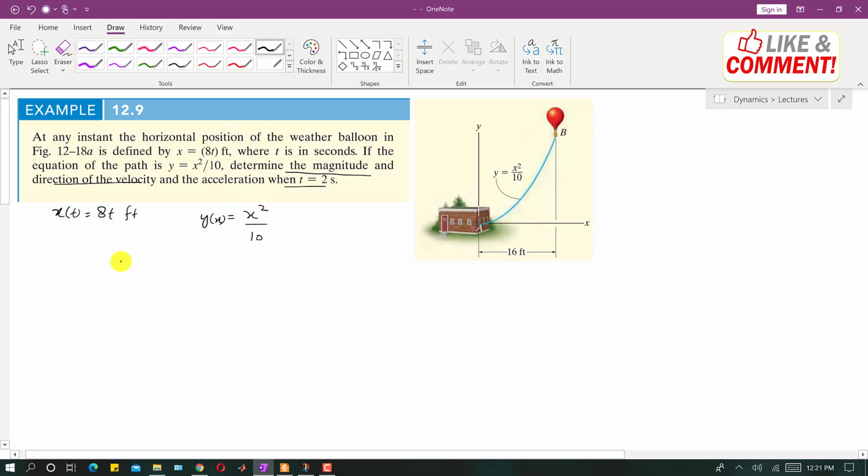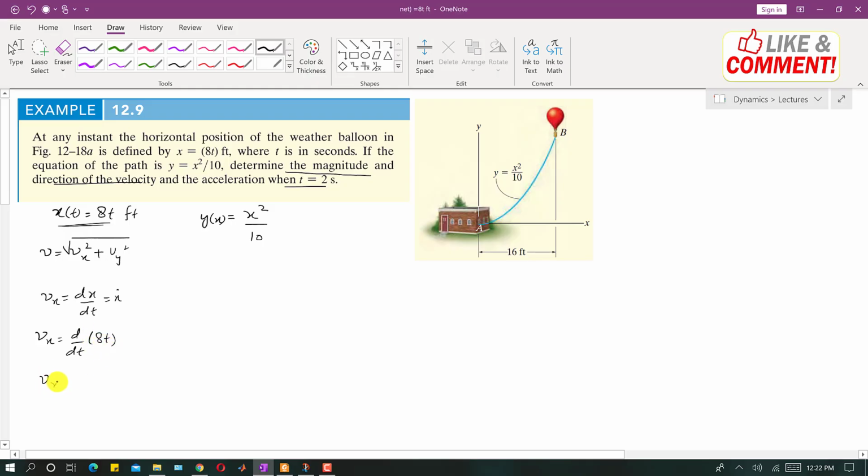So we have to find the magnitude and the direction of the velocity as well as the acceleration. As we know, the magnitude of the velocity of the balloon will be equal to the square root of Vx squared plus Vy squared. So first we have to find Vx. Vx will be equal to dx by dt, which is x dot. So Vx will be d by dt of the x function, which is 8t.